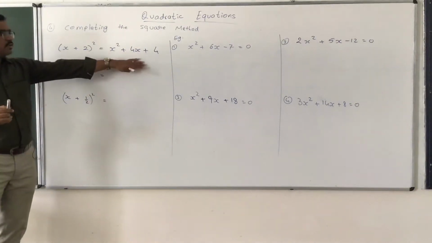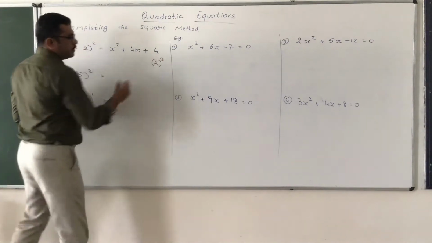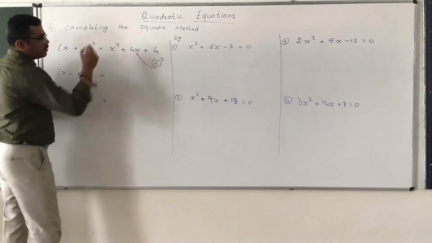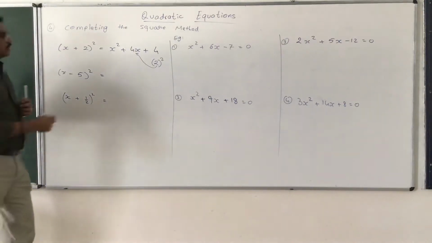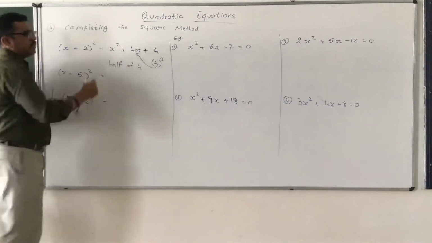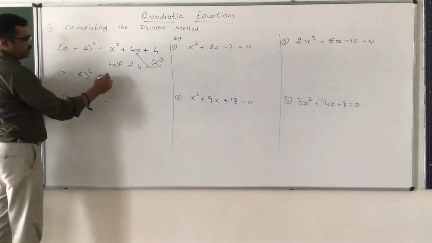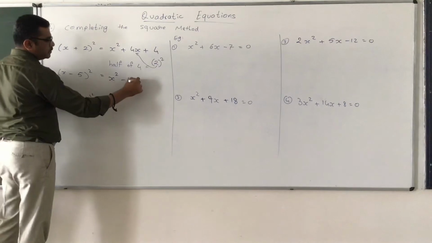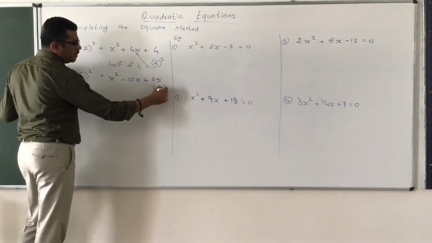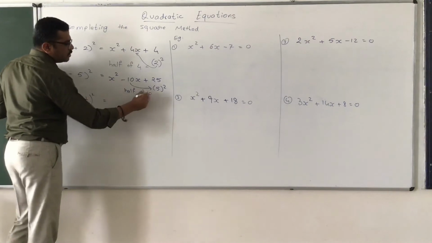Now just look at these three terms. This 4 was 2 squared, and this 2, if we have to relate with the coefficient of x, is half of 4, that gives 2. In the same way, if we see the second example, x squared minus 10x plus 25, and then 25 is 5 squared, which is again half of the coefficient of x.